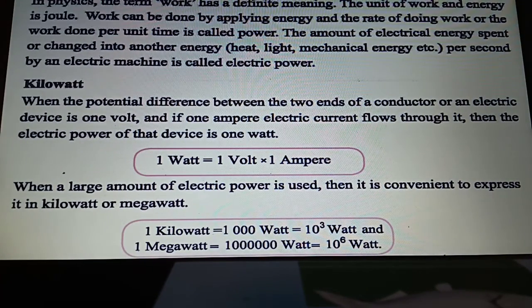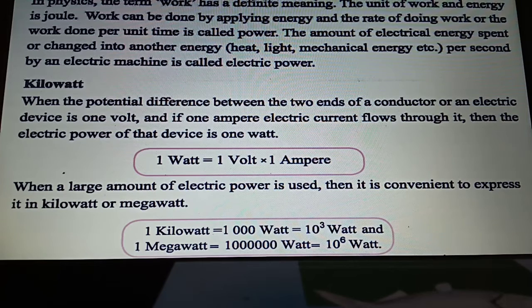Electric power. What is electric power? In physics, the term work has a definite meaning. The unit of work and energy is joule. Work can be done by applying energy, and the rate of doing work, or the work done per unit time, is called power. The amount of electrical energy spent or changed into another energy, that is heat, light, mechanical energy, etc., per second by an electric machine is called electric power.